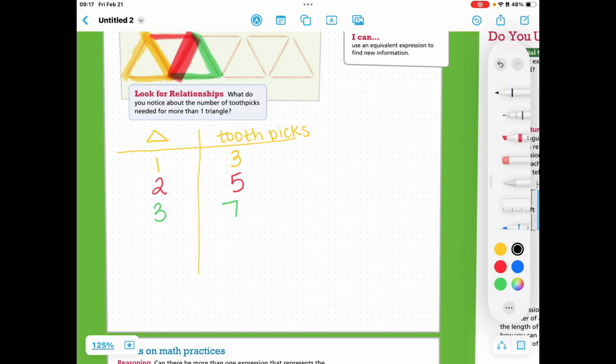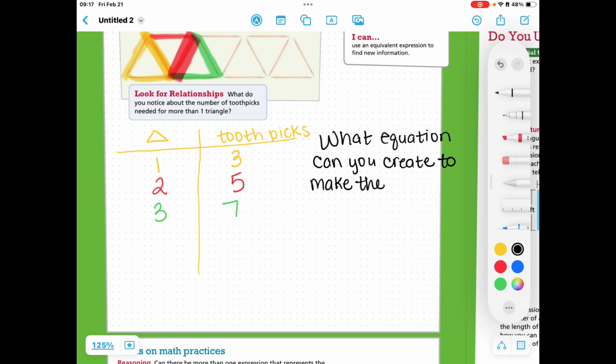You need to think, how many toothpicks, or what expression or what equation can you create to make the chart true? So even just looking at the next triangle, I know we're just going to add 2 more toothpicks to it.